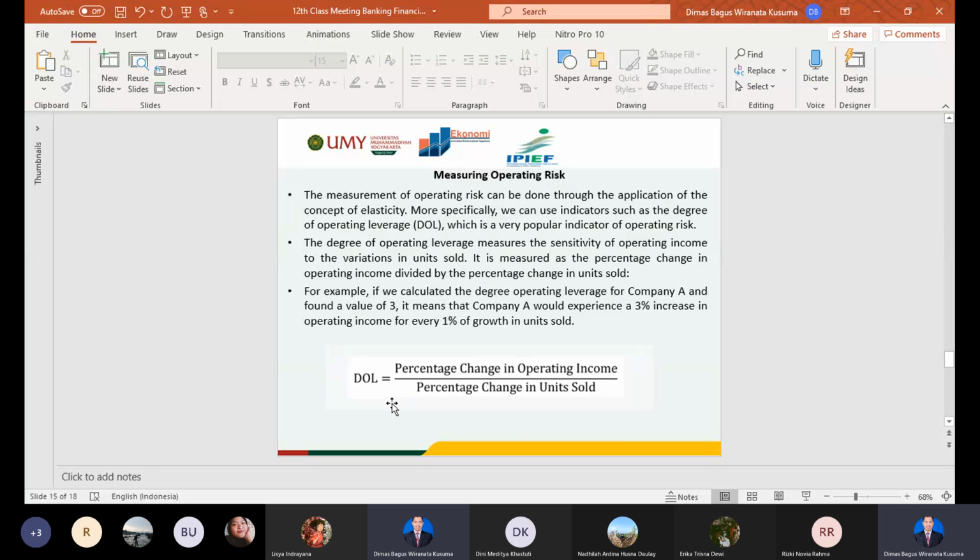So logically, this DOL must be more than one. If your DOL is equal to one, there is the break-even condition, so between the sold units and the income is the same, but it should be more than one for profit. But if less than one, it is a loss. For example, if we calculated the degree of operating leverage for company A and found a value of 3, it means that company A would experience a 3% increase in operating income for every 1% of growth in units sold. So if you have a value more than one, the company or the bank is efficient.